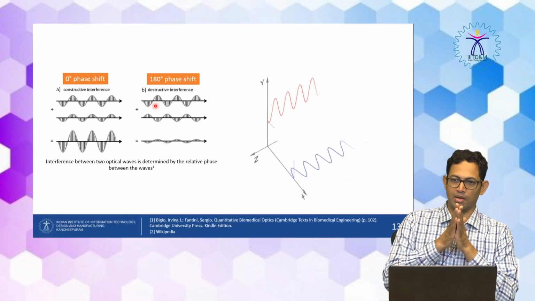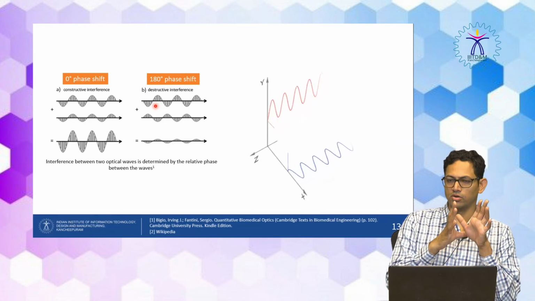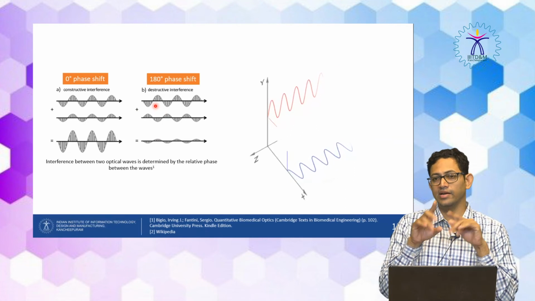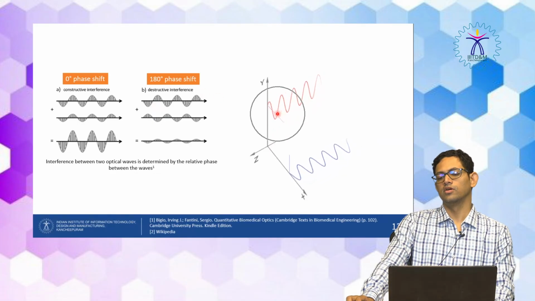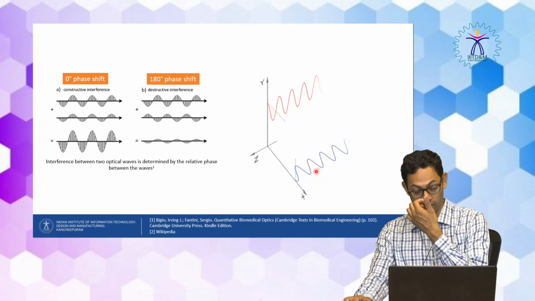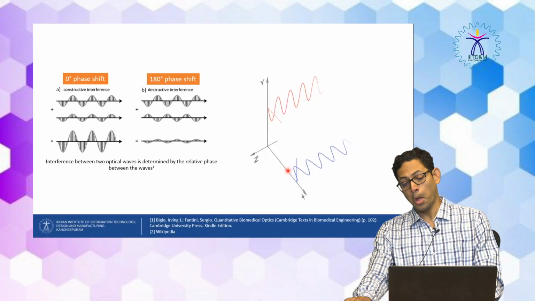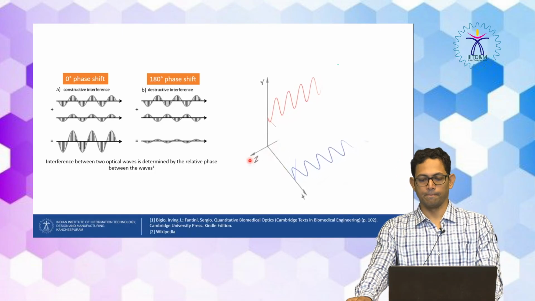Now I am passing two plane waves, but they are phase shifted by not 0 degrees, not 180 degrees, but 90 degrees. Here you can see this is one of the plane waves at 0 degrees, and this is another electromagnetic plane wave, of course, phase shifted by 90 degrees. So what will happen?